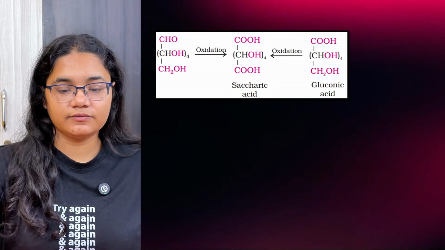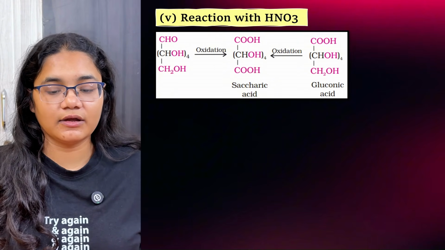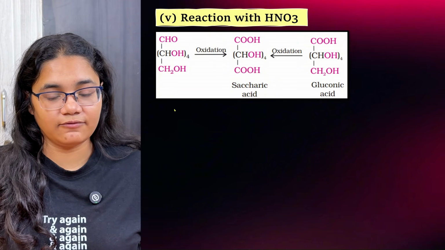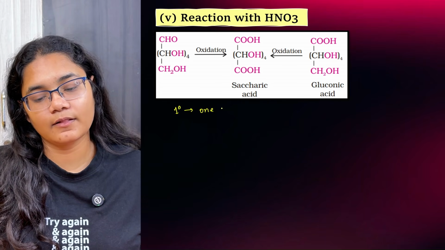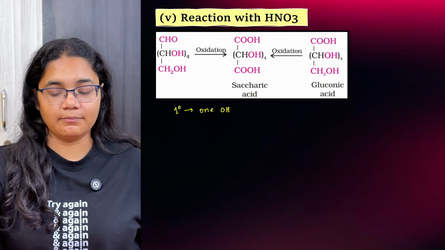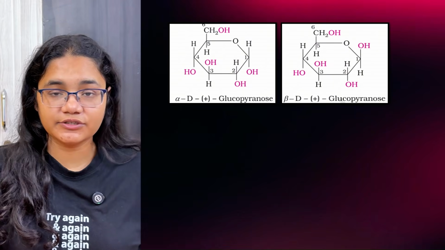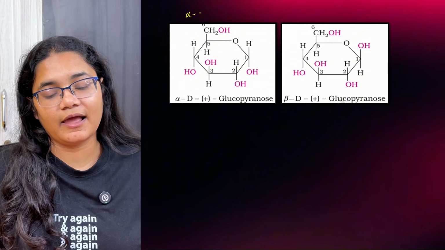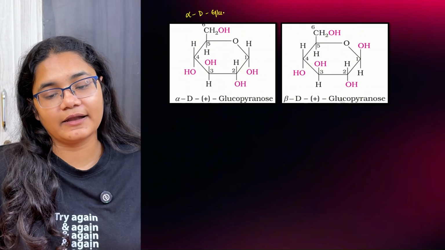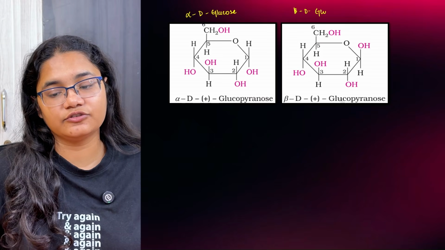Okay. Next we have reaction with HNO3 or nitric acid. This one confirms that out of those 5 OH groups, one of the OH groups is primary. Okay. So this is how you should remember which reactions give us what conclusions and what those reactions are. Next, the structures are very important. The first structure is of alpha and beta D-glucose. Diagram based questions will be more from this chapter, so you should remember these structures.